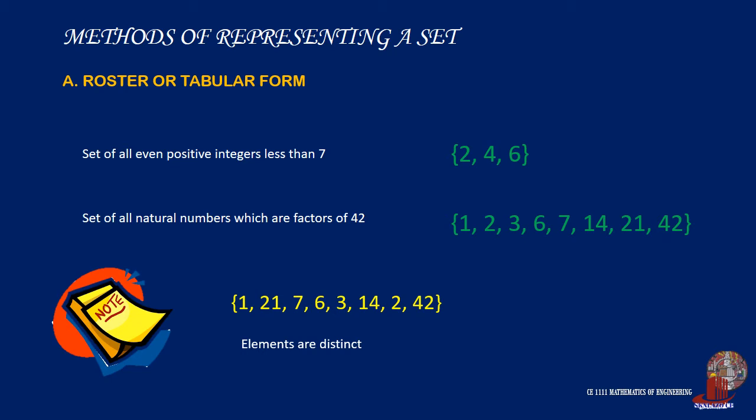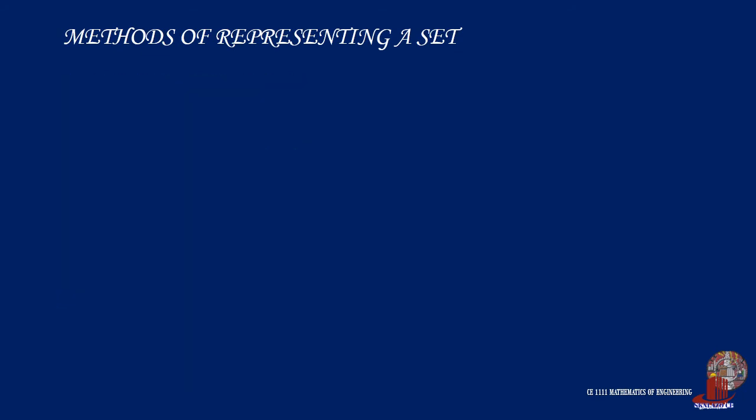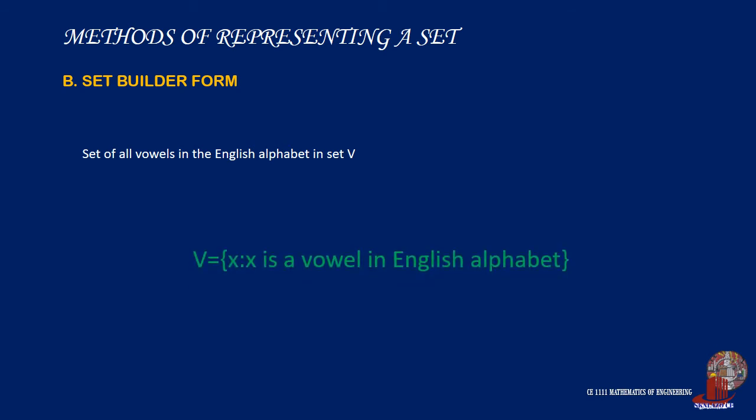In set builder form, all the elements of a set possess a single common property which is not possessed by any other element outside the set. For example, in the set {a, e, i, o, u}, all the elements possess a common property, namely, each of them is a vowel in the English alphabet, and no other letter possesses this property. Denoting this set by V, we can write it as V = {x : x is a vowel of the English alphabet}.